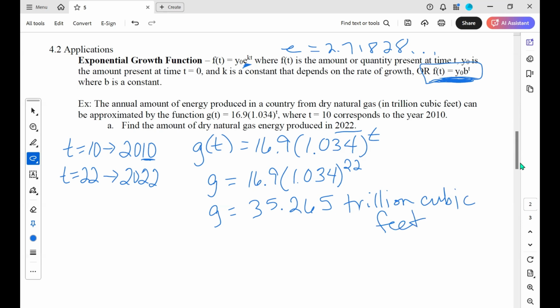All right, because again, we're looking for the amount of dry natural gas energy. And so that amount of energy, according to the problem, is in trillion cubic feet. t is your number of years. So realize what each one is representing. All right, so this ends up being your answer.